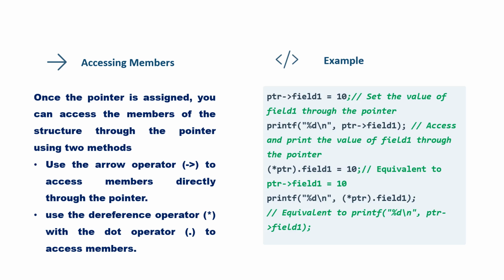The first line uses the arrow operator to access the structure member named field1 using the pointer ptr. The second line uses the same arrow operator to access field1 of the structure and prints its value. (*ptr).field1 = 10. This line explicitly dereferences the pointer ptr using the asterisk and then accesses the field1 member using the dot operator. The next line uses the same method to print the value of the structure member.